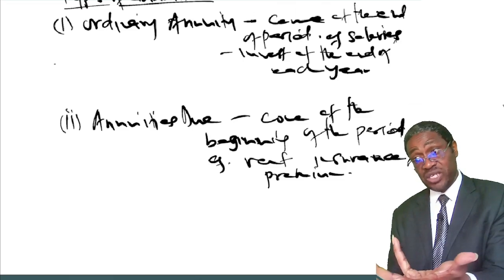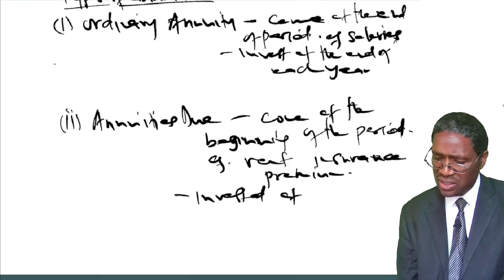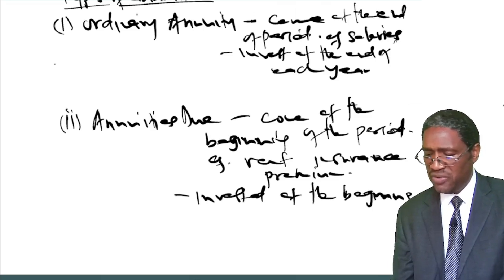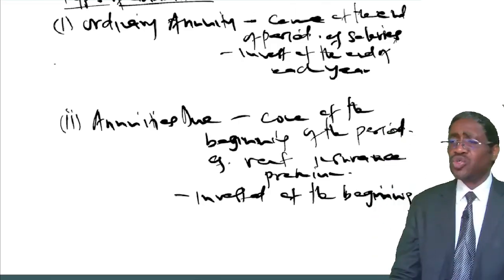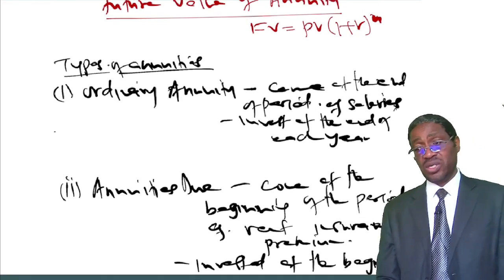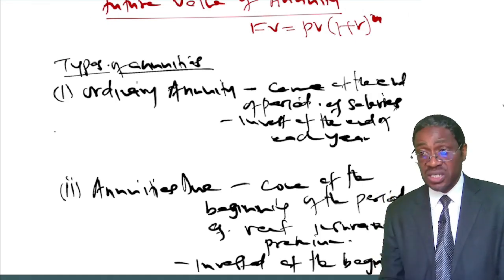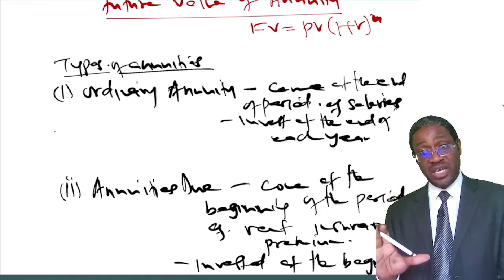If it's an investment you are making, then the amount is invested at the beginning. If you are investing, then you keep investing at the beginning of the period. Good. Now, how to get the future values? How to get the future values will now depend on which annuity you are dealing with. Listen carefully.